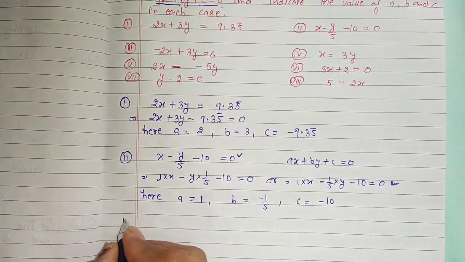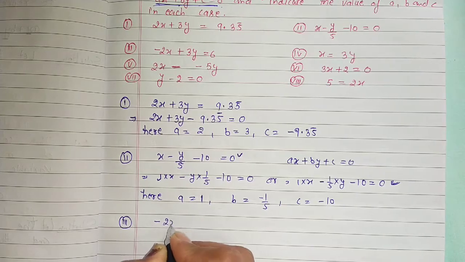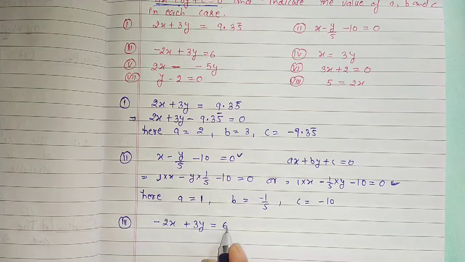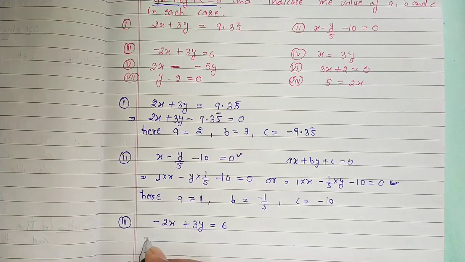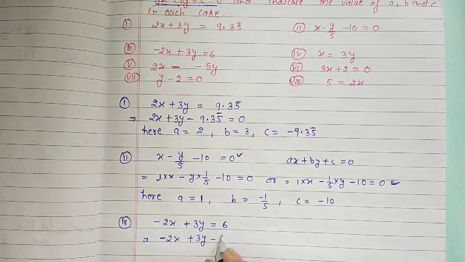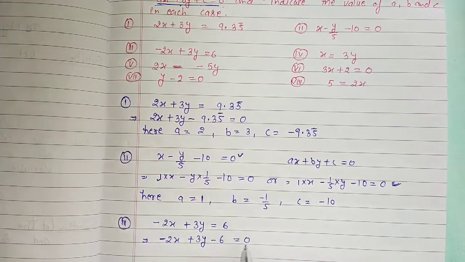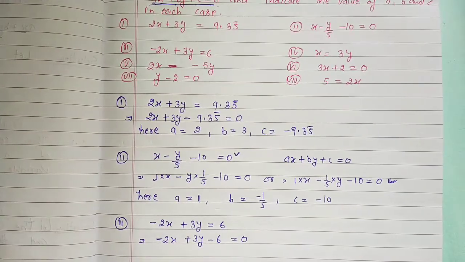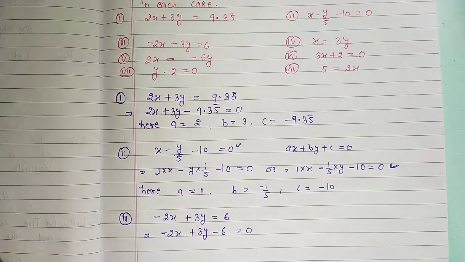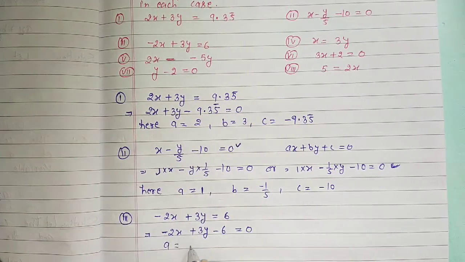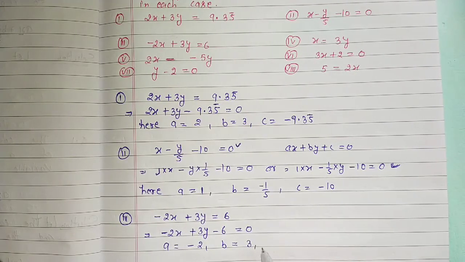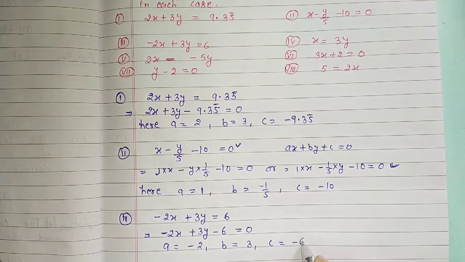Question third is minus 2x plus 3y equal to 6. By transferring 6 to the LHS, it becomes negative and we get minus 2x plus 3y minus 6 equal to 0. This is the standard form of linear equation in two variables. Here a is the coefficient of x, that is minus 2. b is the coefficient of y, that is 3. And c is the constant term, that is minus 6.